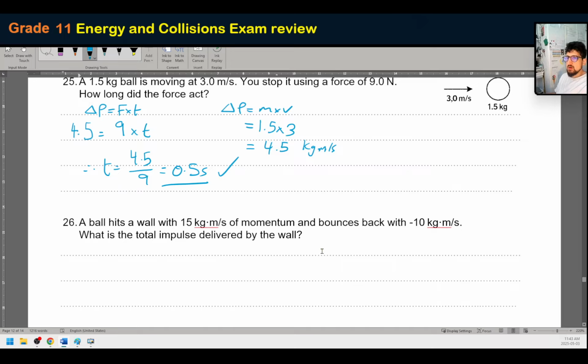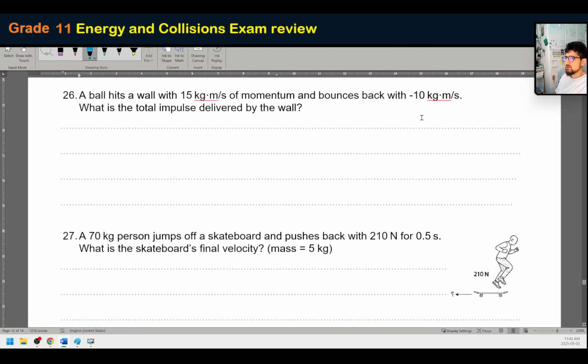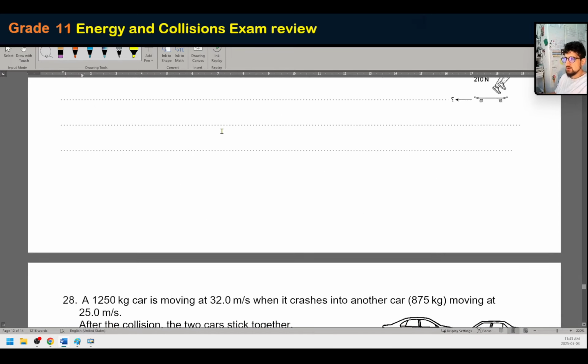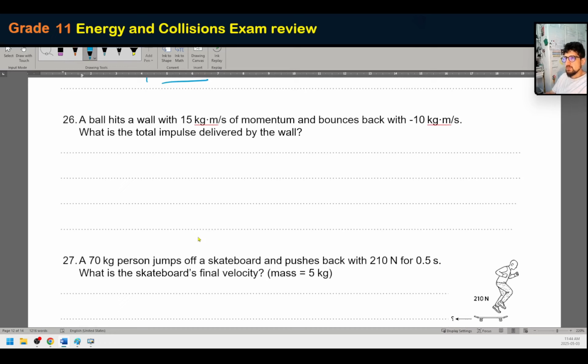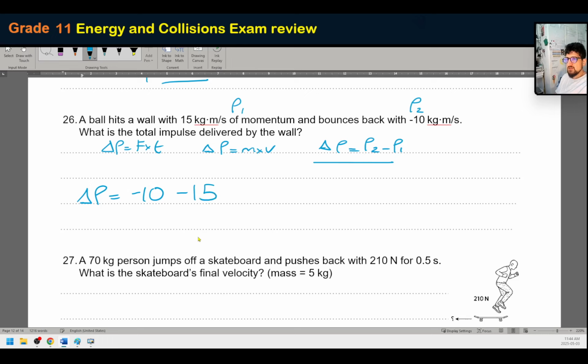Okay? A ball hits a wall with 15 kilograms meters per second momentum and bounces back with negative 10. So that's the initial momentum, that's P1, and it bounces back with this much, so this is P2. What is the total impulse delivered? Well, remember, impulse is equal to force times time. Impulse is equal to mass times change in velocity, but also impulse is equal to final momentum minus initial momentum, right? So we're using this one now. So impulse is equivalent to negative 10 minus 15, which is negative 25 kg dot meters per second. Okay?